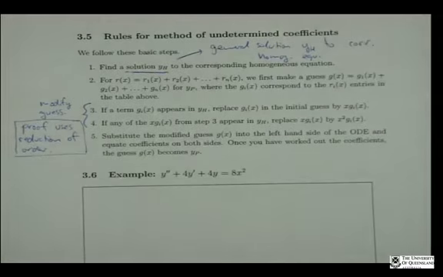So really what that means is we make a guess based on these observations. We make a guess, and it's like, oh, unfortunately that guess already appears in the homogeneous solution. So that means if I substitute the guess back into the left-hand side, I'm going to get 0. I'm not going to be able to get any information whatsoever from that guess. So this is telling me we have to modify that.